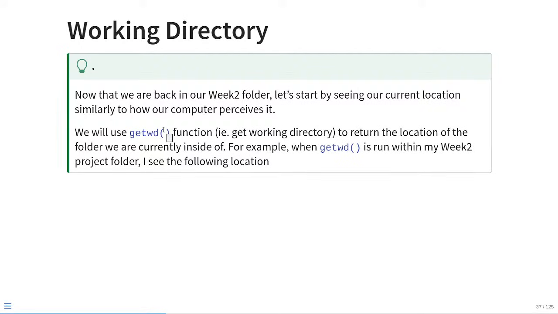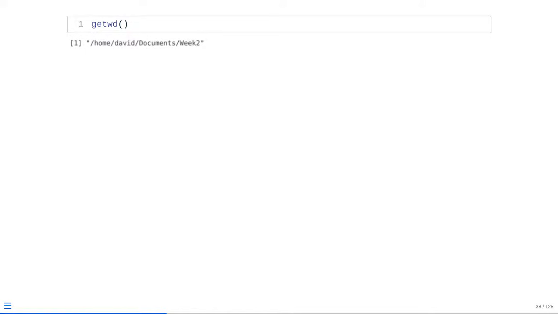And their big giveaway in R about what a function is, you'll see these little parentheses with the function name to the left of it. So in this case, we'll be starting off with the getwd function, which basically stands for get your working directory, which is going to return the location of the folder that you're currently within as far as how R and how your computer views where you're at in the current moment. So if you're within your week 2 project folder or the equivalent that you have named, if you run the getwd command, you're going to get back a return that looks something like this.